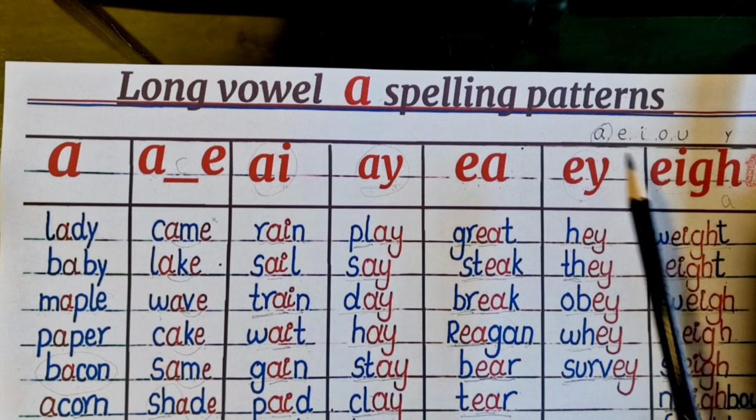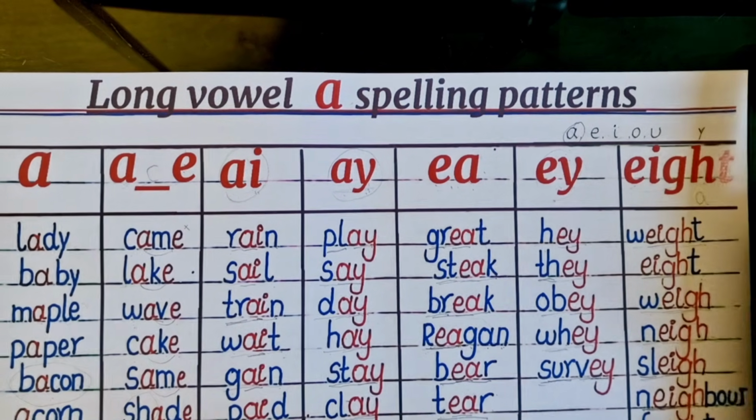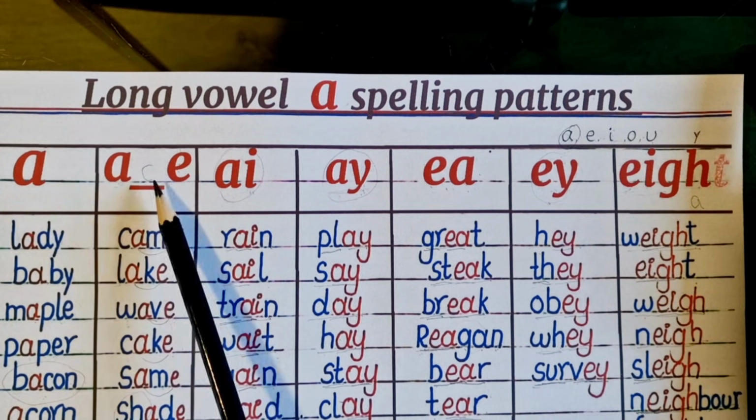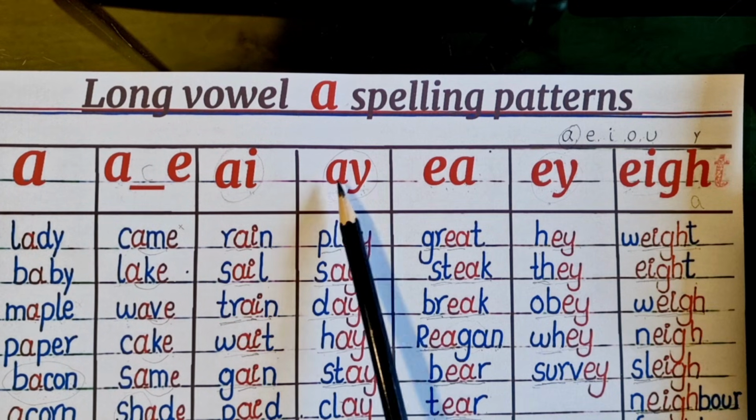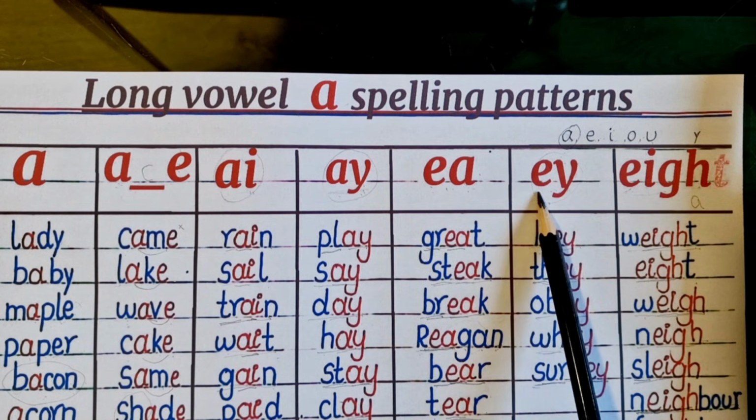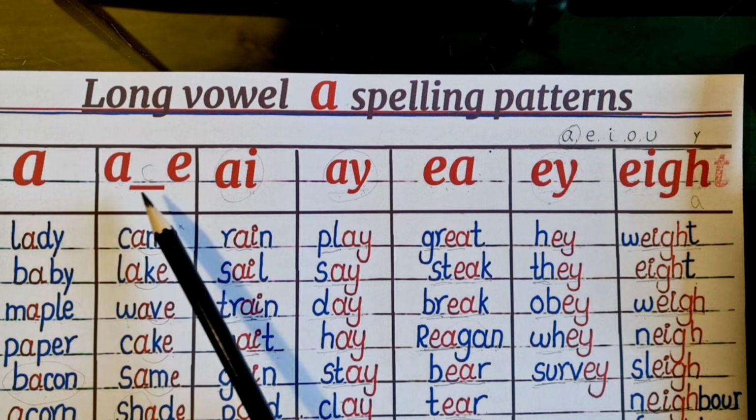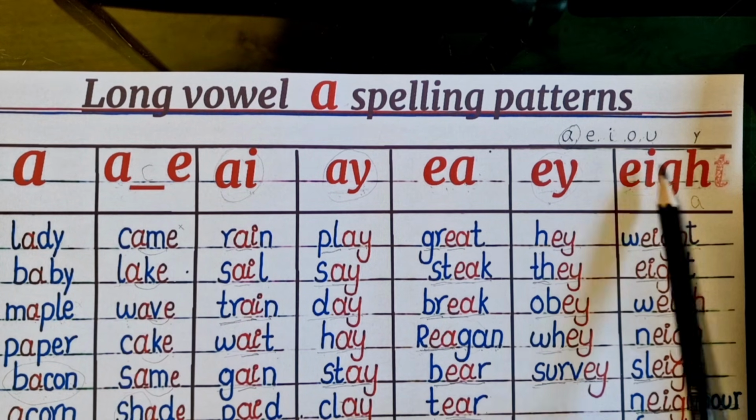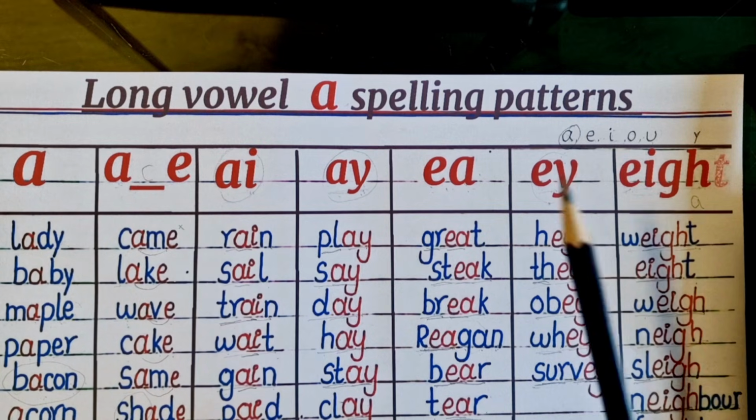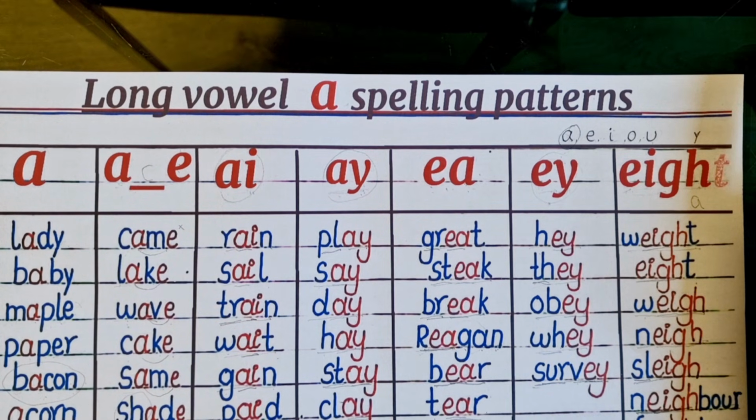So these are all the different spelling patterns that have the long vowel A sound. Now watch this video again and try to remember these spelling patterns, because these spelling patterns are very important for a child to read these bigger words.